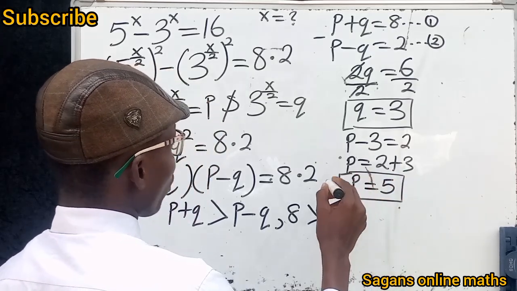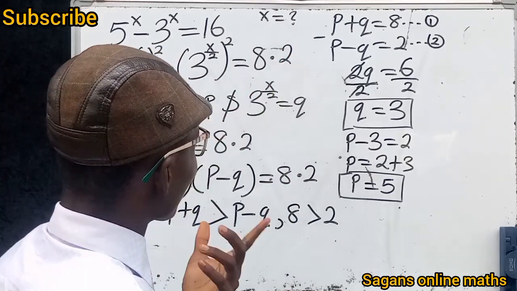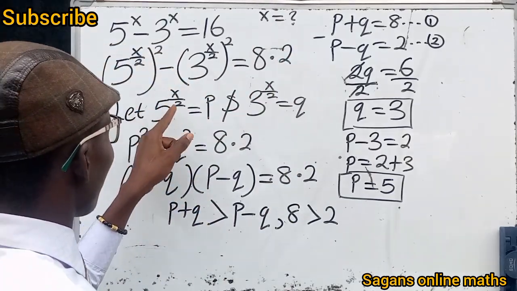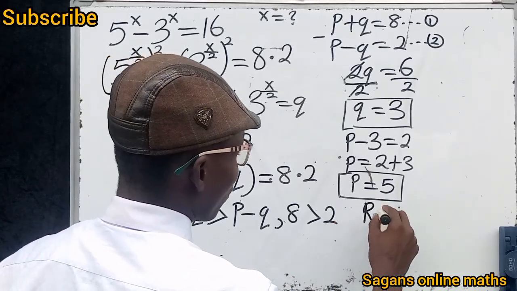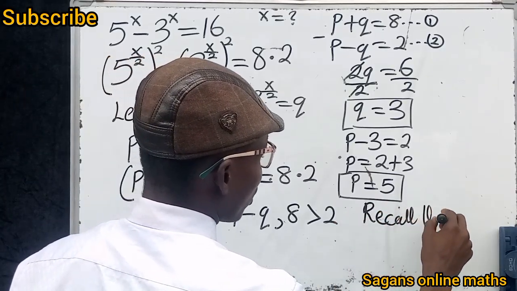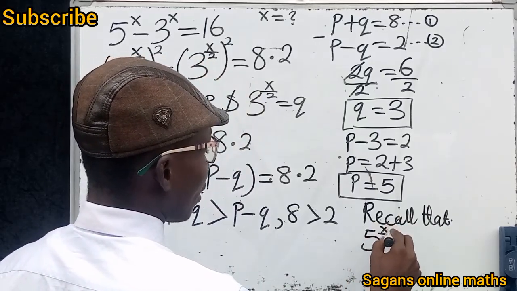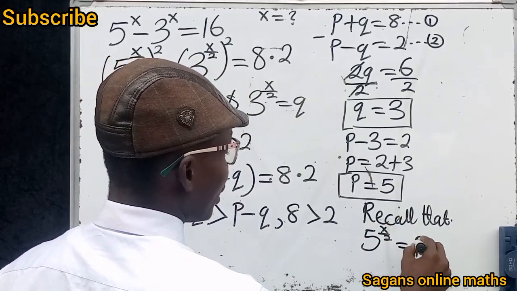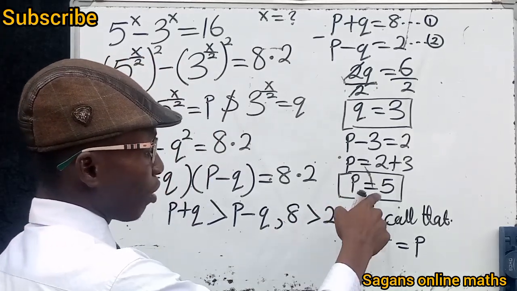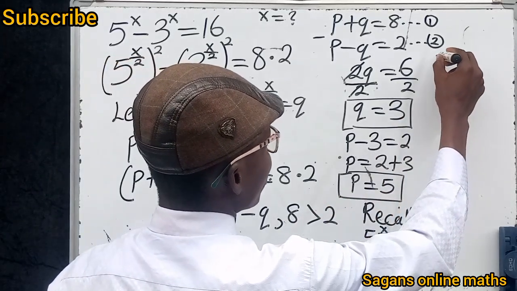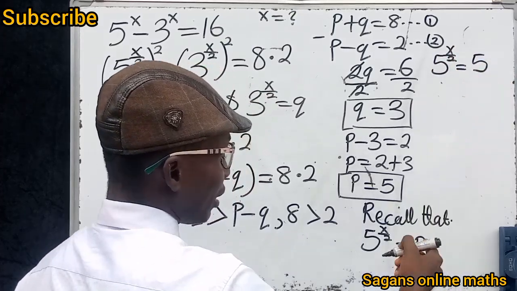You can see that we are not asked to solve for p, neither q. We are asked, what is the value of x? Now let's recall that 5 raised to the power of x divided by 2 is equal to p. Now we know that p is 5, so in place of p we are going to substitute the value of 5. So 5 raised to the power of x divided by 2 is equal to 5, because the value of p is 5.